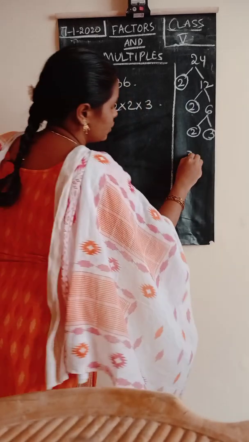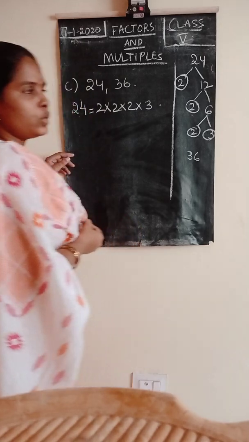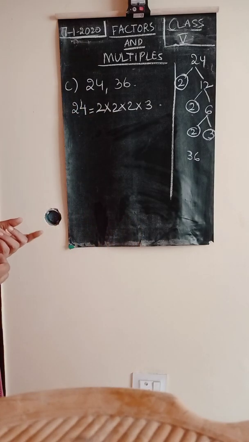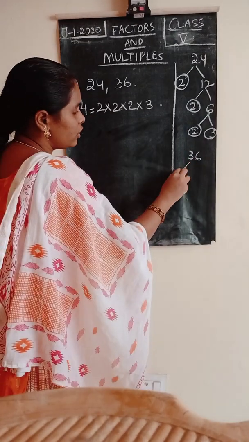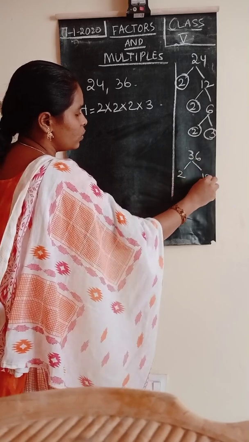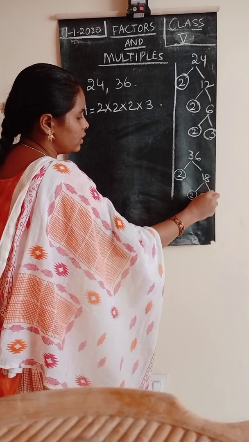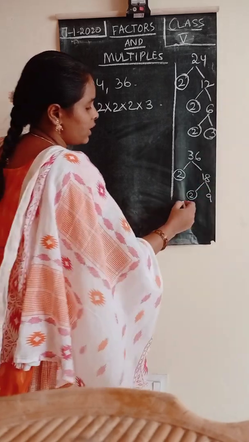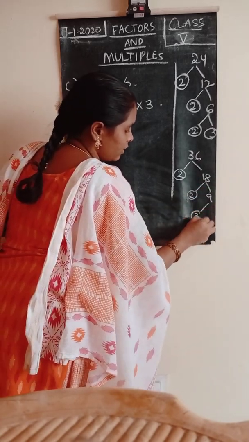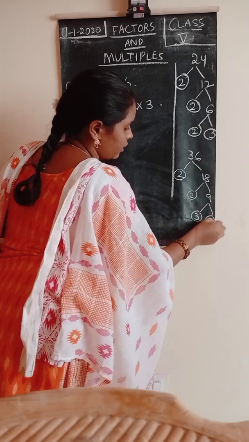Next 36. 2 18s are 36. Again 2 9s are 18. Again 3 3s are 9.